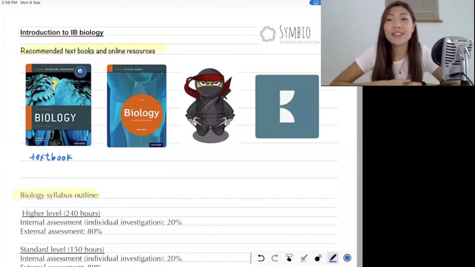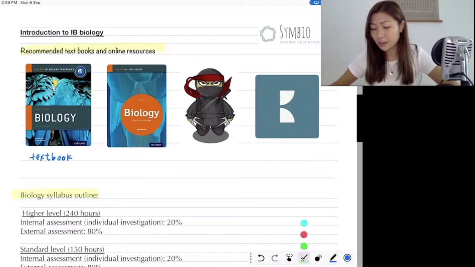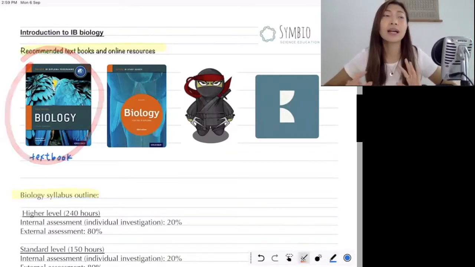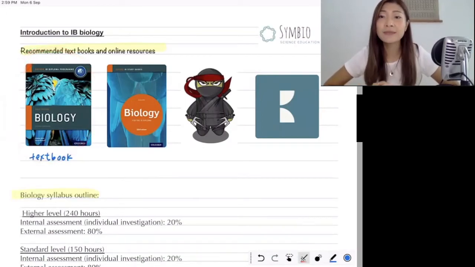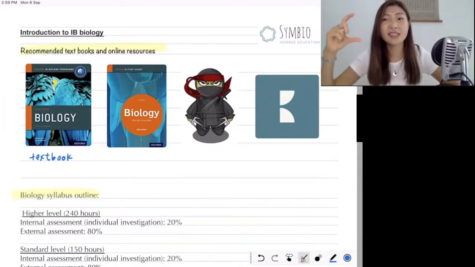Okay. So let's have a look at the recommended textbook and online resources. Starting from the very left here, we've got the main textbook, the Oxford textbook. Personally, I think this is a must to get. You could get a PDF version, or you can get the actual textbook. The actual textbook is around 760 something pages, so it is pretty thick.